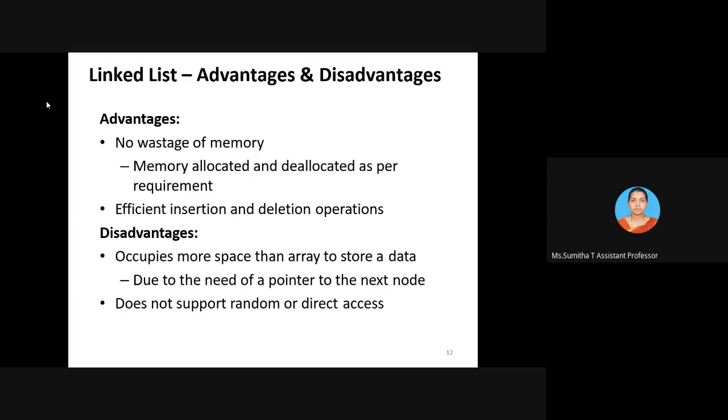We already saw the array and its operations. After that, we saw the advantages and disadvantages of array. Then we moved to the linked list. Here also we did lots of operations: insertion and deletion at the front, at the end and in the middle. So we did all the operations. Now we have seen the advantages and disadvantages of linked list. Okay, so now we are moving to the doubly linked list.